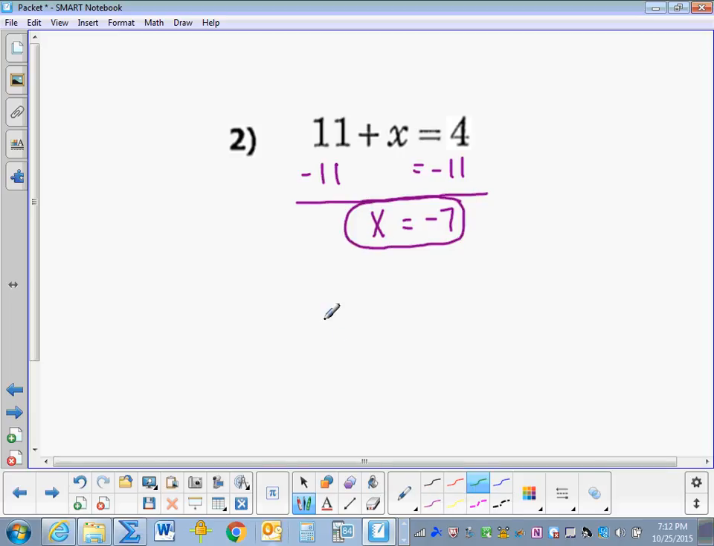So let's check our answer by substituting negative 7 in for x in the original equation. So 11 plus a negative 7 is equal to 4. 11 plus a negative 7 is 4. 4 is equal to 4. So that checks.